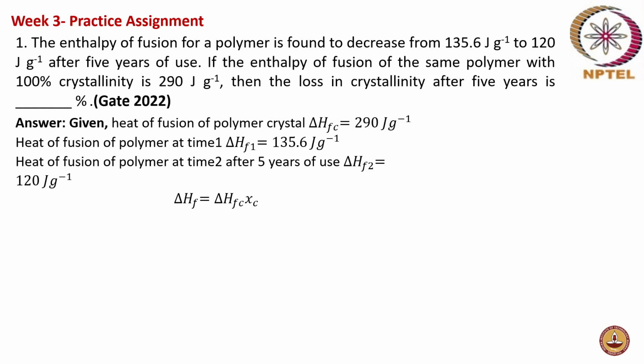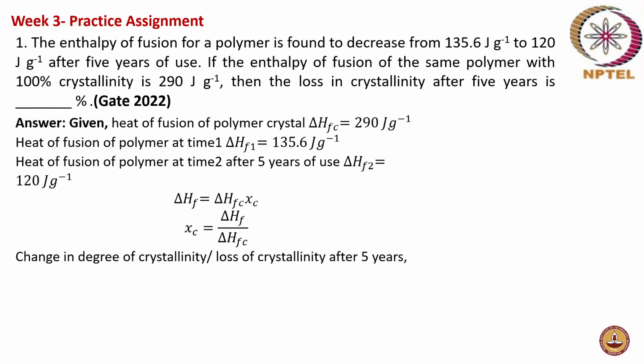So heat of fusion of the polymer is equal to heat of fusion of polymer crystal, which is nothing but the heat of fusion of polymer with 100% crystallinity, multiplied by the degree of crystallinity. That will give you the heat of fusion of the polymer. So from here you can just rearrange and find out the degree of crystallinity, right? Xc is equal to delta Hf by delta Hfc.